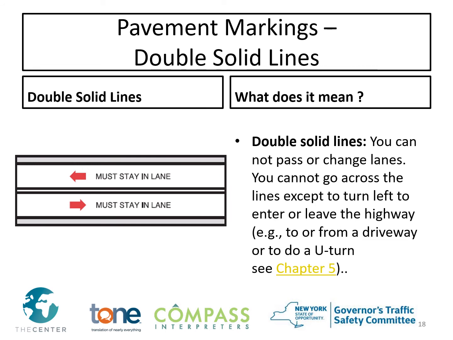Pavement markings. Double solid line. What does it mean? You cannot pass or change lanes. You cannot go across the lines except to turn left or to enter or leave the highway. Example, going to or from a driveway or to do a U-turn. See Chapter 5.